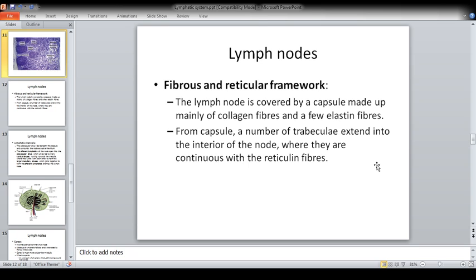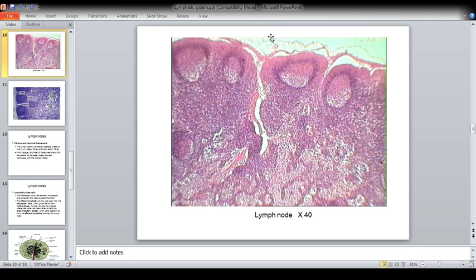Remember, trabeculae are finger-like projections. In this picture, these are the trabeculae. This is the outer capsule.